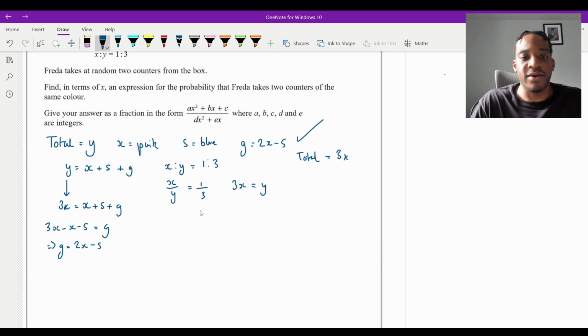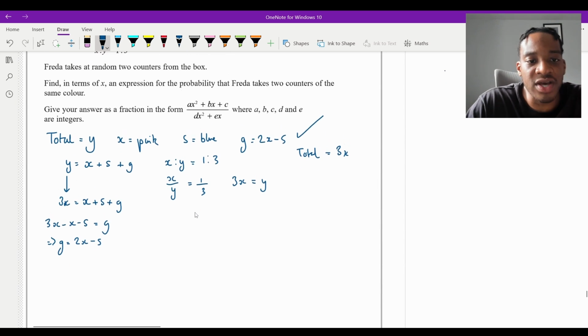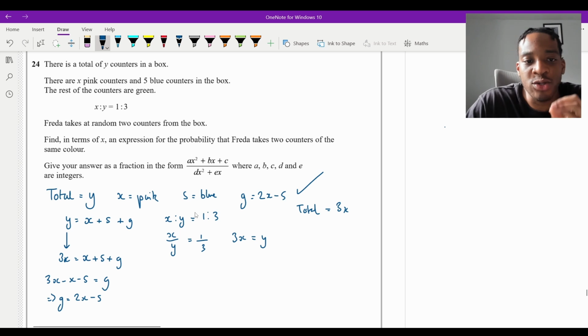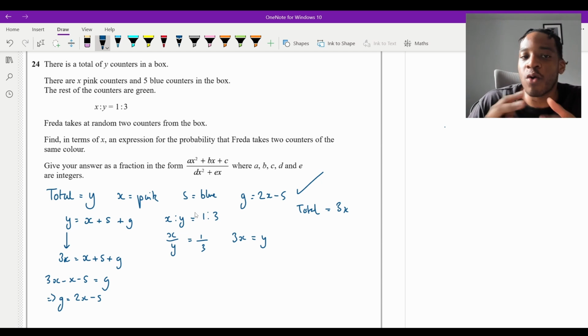Yeah? Okay, brilliant. So now the question says, Freda takes at random 2 cards from the box, and we need to find in terms of x an expression for the probability that Freda takes 2 cards of the same color. Now, firstly, what you can do is try and visualize this with a probability tree, but there's quite a lot going on here. You don't actually need to do that, although you can, but it can take a lot of time. But if we try and just work with the probability that they're asking us for, and that's taking 2 counters, you'd be able to spot the pattern and see how you actually work it out.